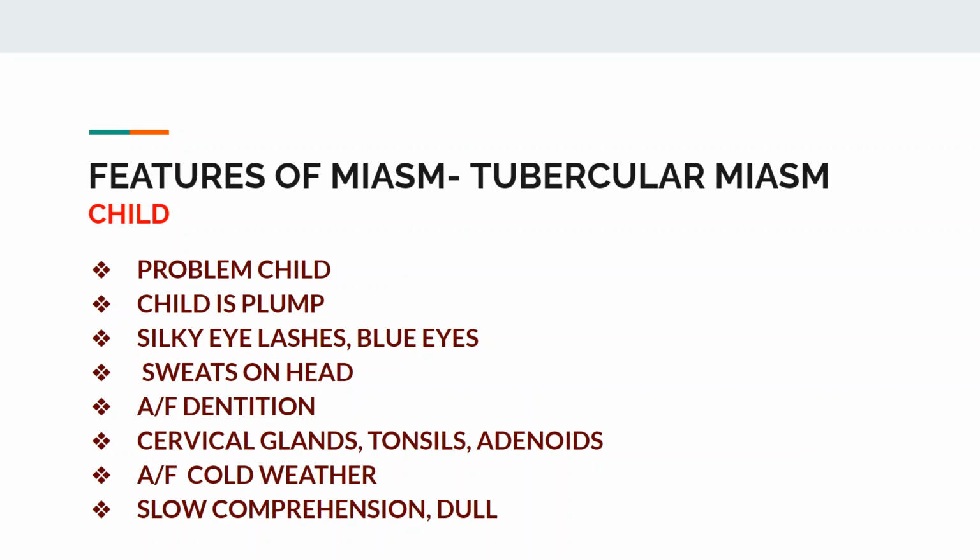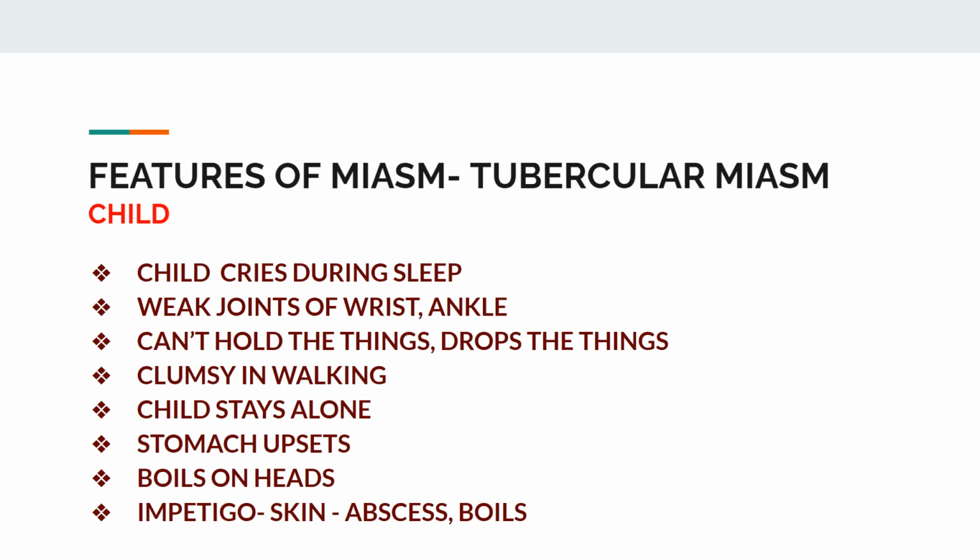How is the tubercular child? He is usually called a problem child. The child is plump with silky eyelashes, blue eyes. He sweats on the head. There is a problem during dentition. Enlarged cervical glands, tonsils and adenoids. Ailments from cold weather, so a tendency to catch cold very easily. Comprehension is slow and dull. The child cries during sleep. Weak joints of wrist and ankle. The child cannot hold things, he drops things.